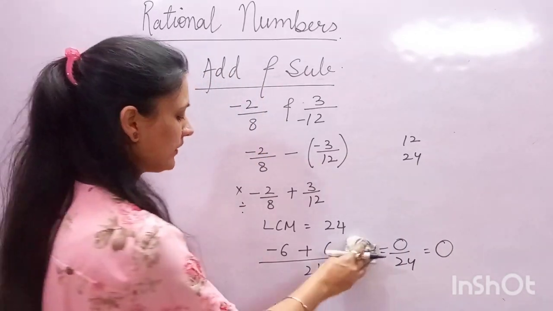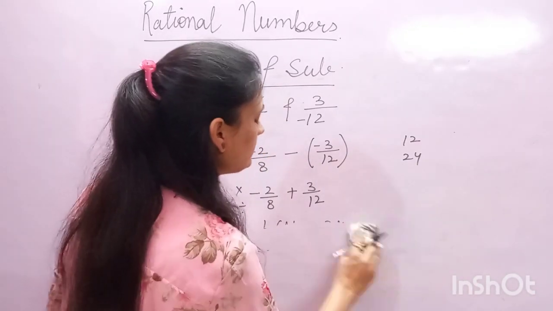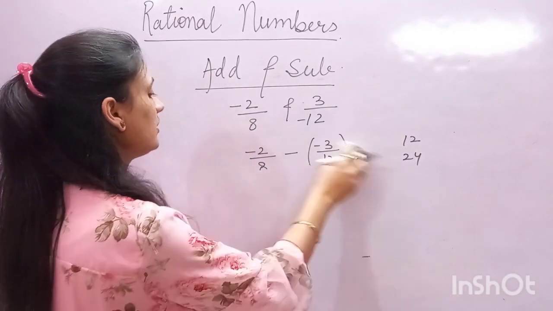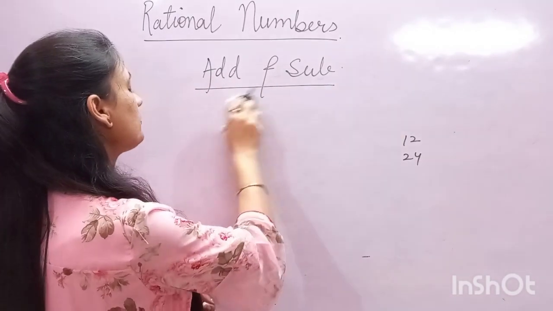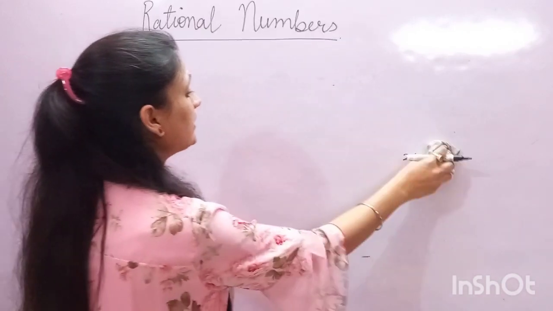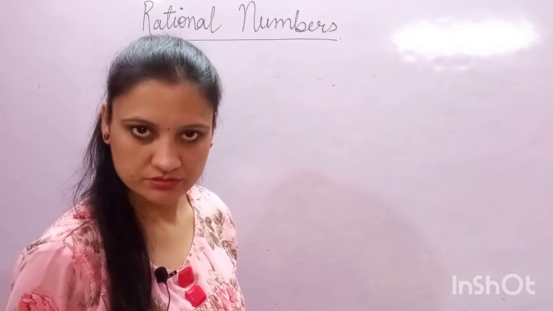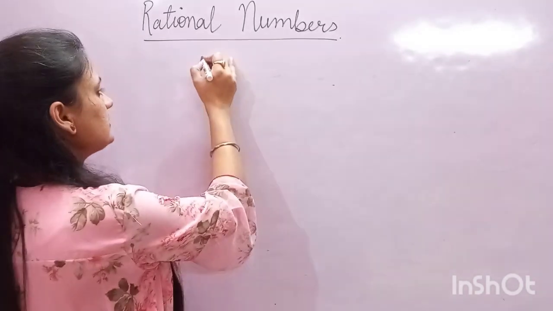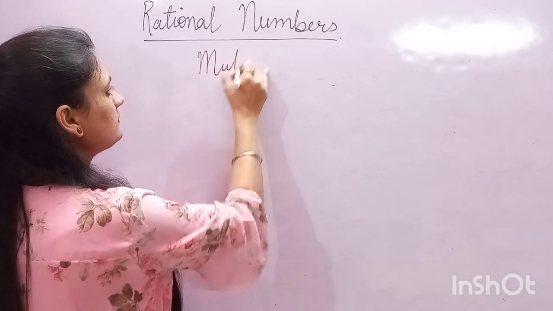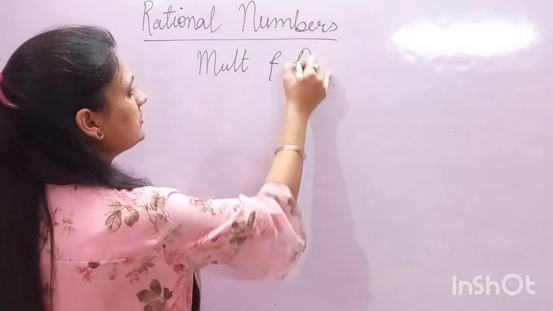Understood all of you? This is how we add and subtract rational numbers. One more very important topic is yet to be taken, that is finding a rational number between given rational numbers, right? So first let us understand the multiplication and division.